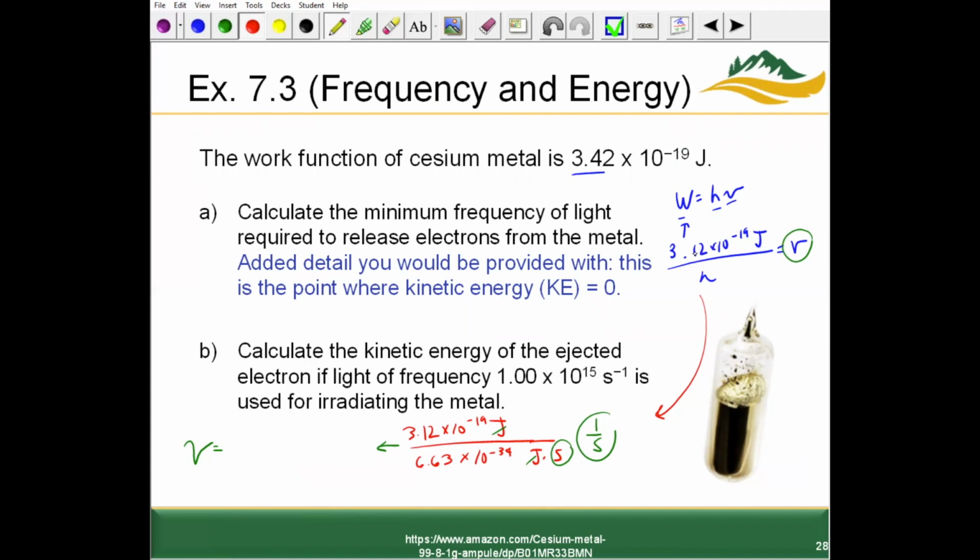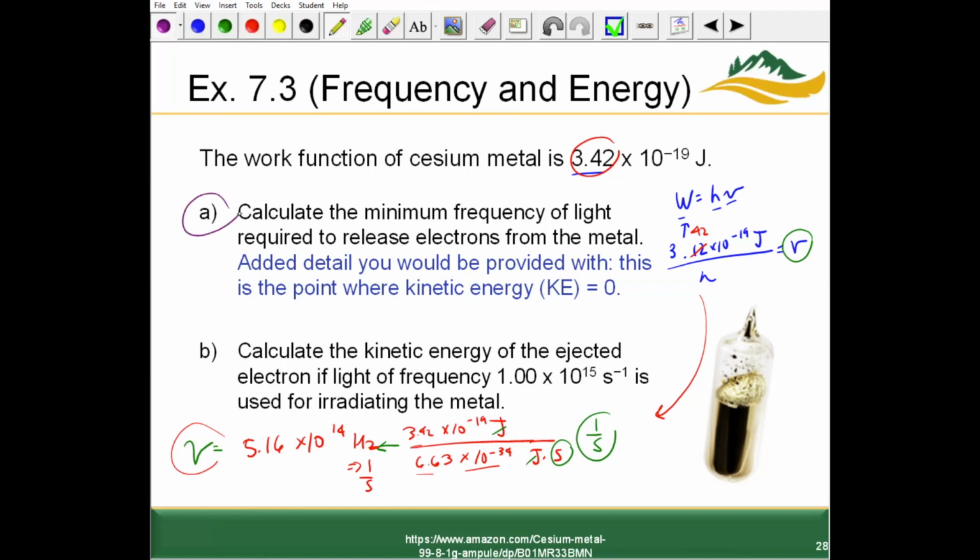Oops, this should be 3.42. It's shown right there, 3.42. So let me erase this and put in 3.42 times 10 to the negative 19th divided by Planck's constant, 6.63 times 10 to the negative 34. Being really careful about parentheses again, we get a frequency value equal to 5.16 times 10 to the 14th hertz, or the same thing as 1 over seconds.